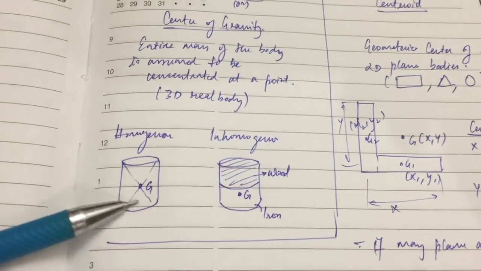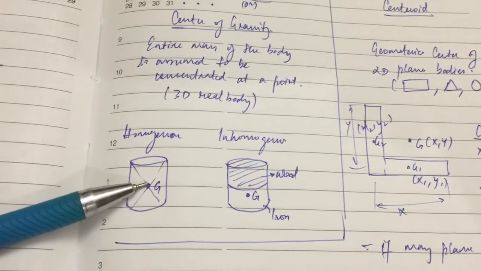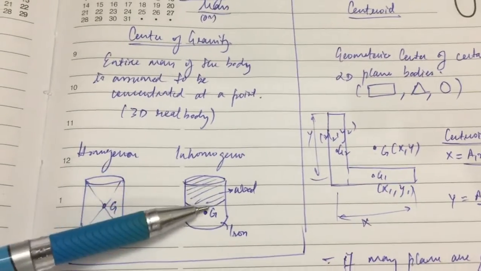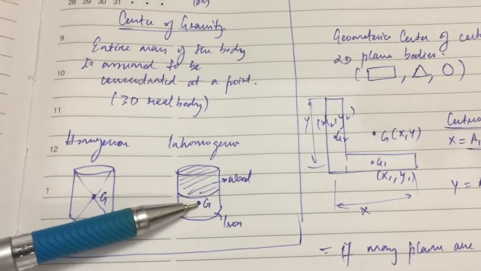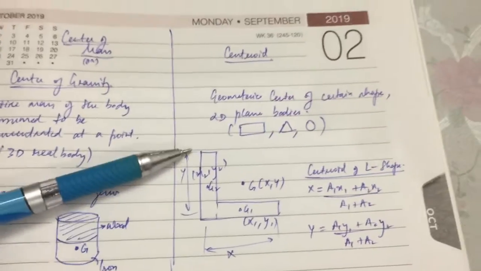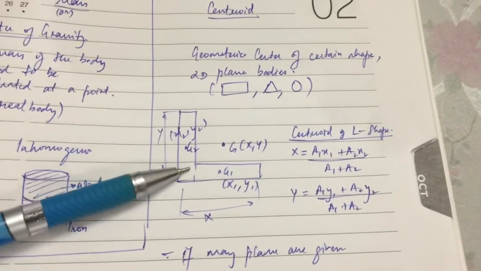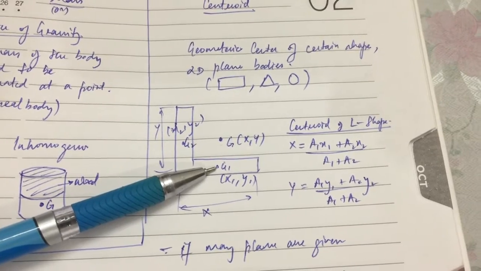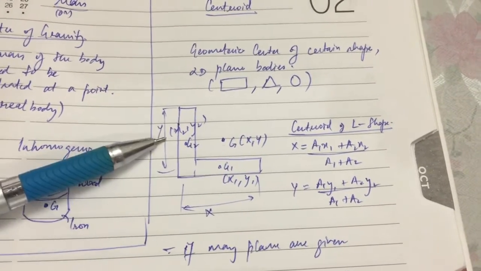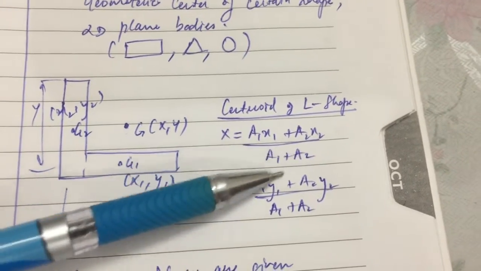For example, we have a homogeneous body. The center of gravity is along the diagonals. For an inhomogeneous body, it will differ because, for example, if there is wood and there is iron, the center of gravity will be in the iron. Okay. So if you want to calculate the centroid for the L shape, you will see that we will divide the body in a simple manner, such that we will see the centroid is here, and then we will calculate the centroid with such an expression.